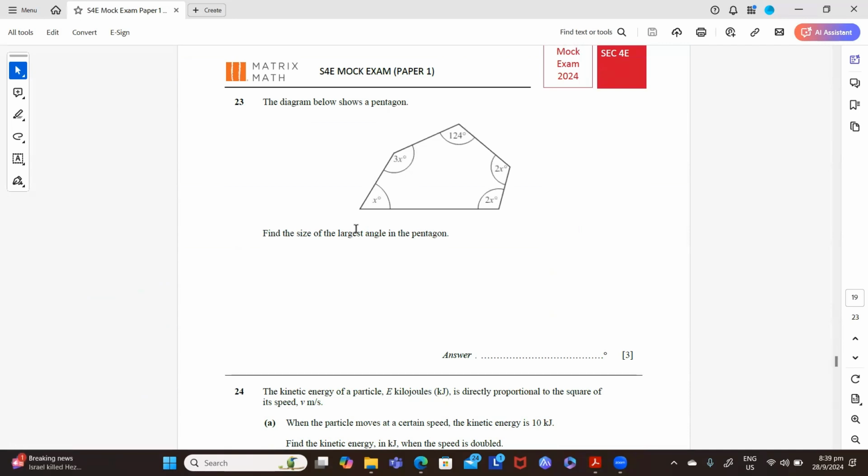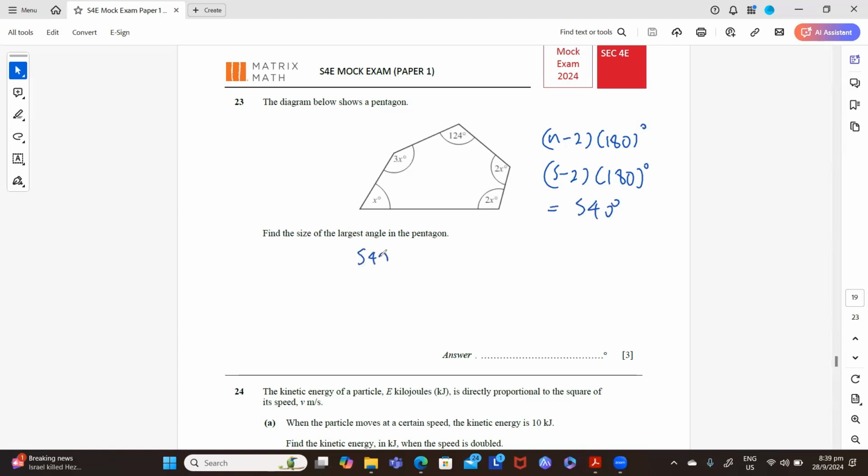Okay, question 23. Find the largest size of the angle in the pentagon. Pentagon has 5 sides, so n minus 2 times 180 degrees. So if it's 5 sides, just 5 minus 2 times 180 degrees. Apologies about this, this should be degree. So this equals 540 degrees.